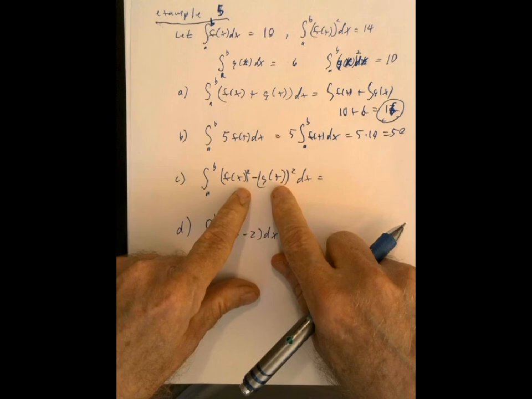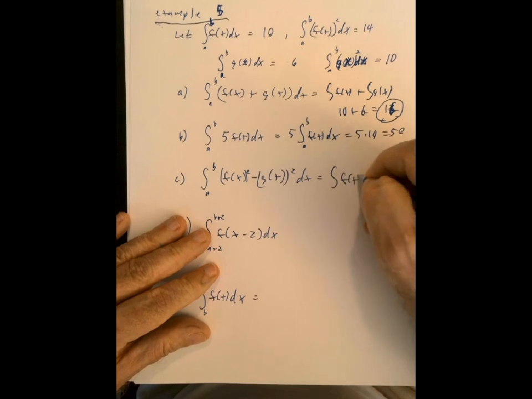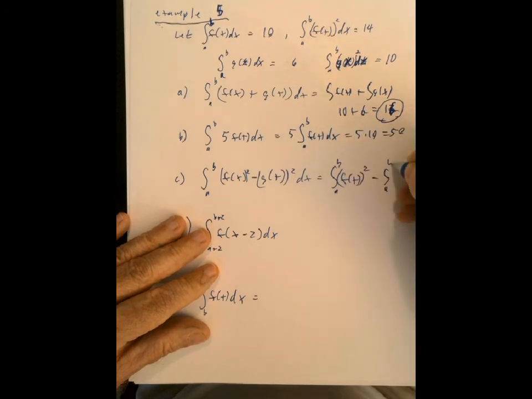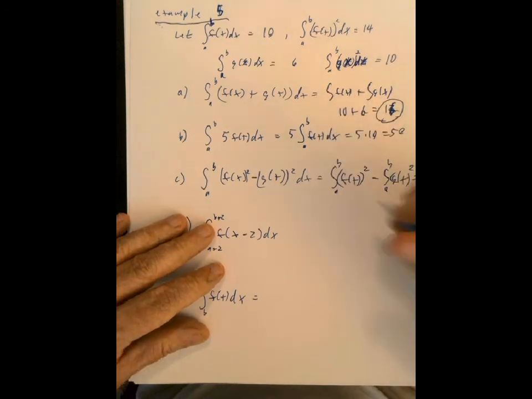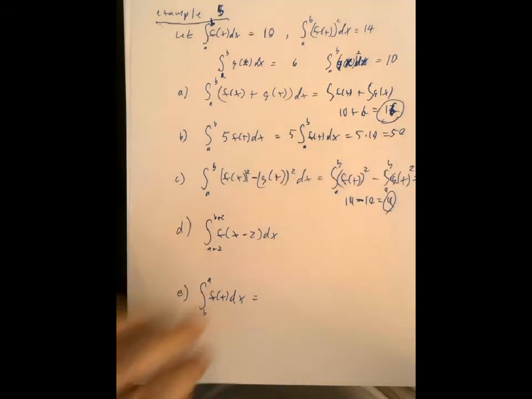This one here, the integral of f of x squared minus g of x squared from a to b, that's the integral of f of x squared minus the integral of g of x squared separately. So that's going to be, as it turns out, 14 minus 10, which is equal to 4. Okay? So that's how that goes.